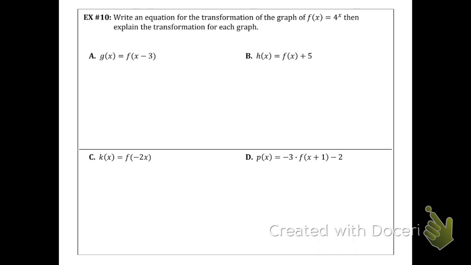Alright, then example 10 says write an equation for the transformation of the graph f of x equals 4 to the x, then explain the transformation for each graph. So if you notice on A, it says g of x equals f of x minus 3. That just means where there's an x, we're going to put x minus 3. So our g of x is equal to 4 raised to the x minus 3. And so we know that this is going to be a horizontal translation right 3 units.